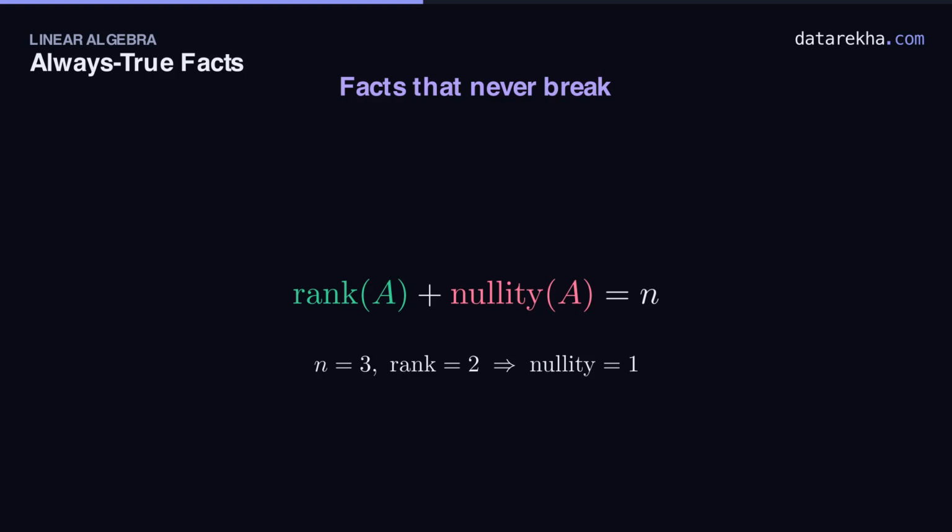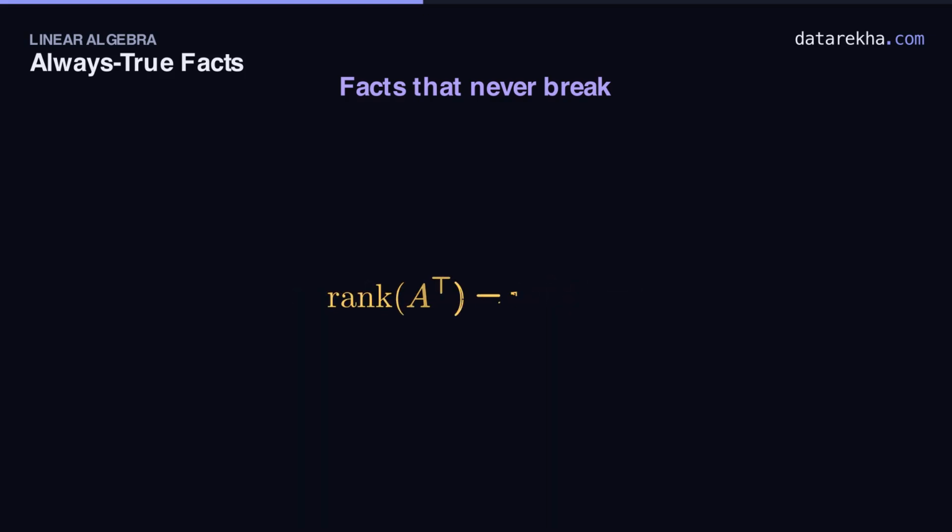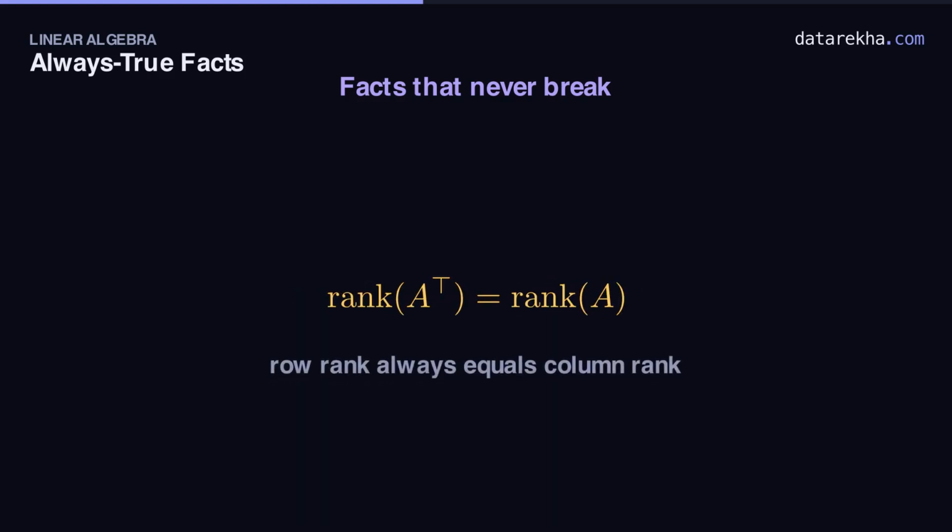It's whatever's left over. Fourth, transposing a matrix leaves its rank untouched. Row rank always equals column rank. The number of independent rows is the number of independent columns for every matrix there is.